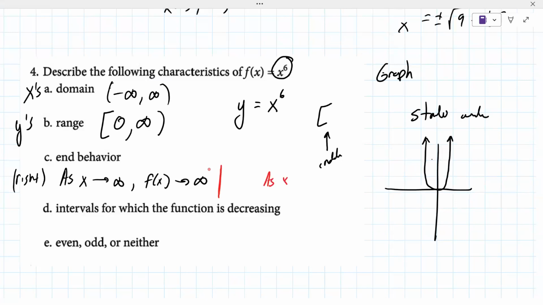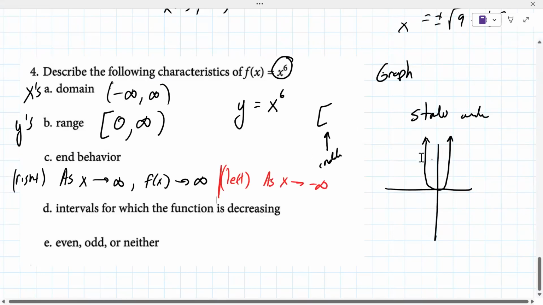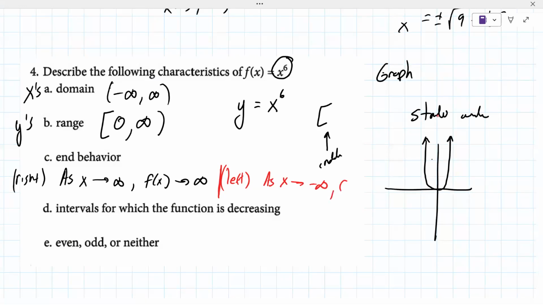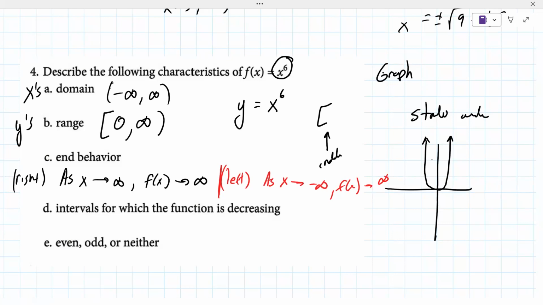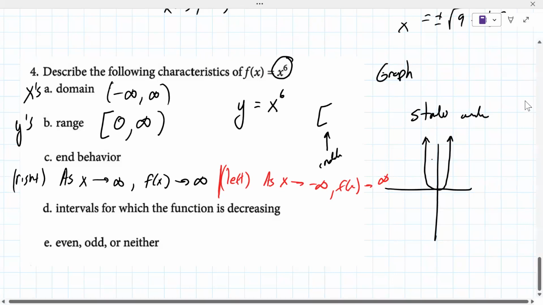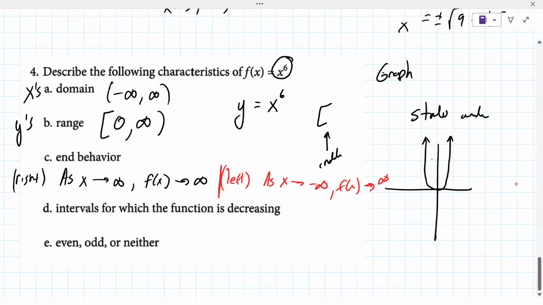Now, similarly, you got to go left. So you say as x goes to negative infinity, as you're going on the curve to the left forever, up, up, up, up, up. Well, what happens to y? Y goes to infinity. Is that negative infinity or positive? It's going up. Up is positive infinity.